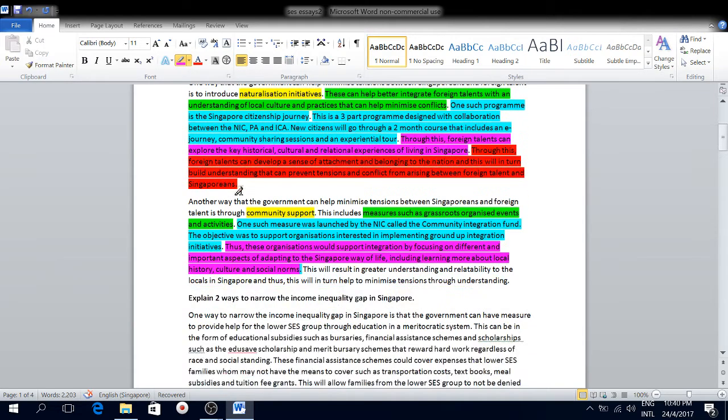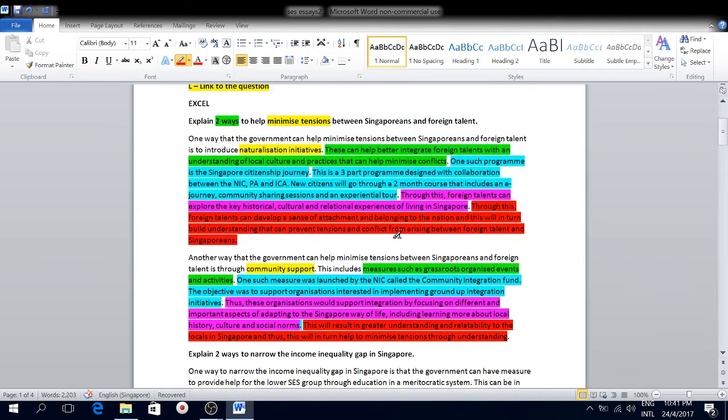And finally, I will explain. Thus, this results in greater understanding and relatability, because after they go through the course, they will know our way of life, and hence greater understanding and relatability, and thus in turn it will minimize tensions through understanding. Okay, so this is the last part. So can you see the flow of my essay? Again, if the marker can see a clear logical flow, not things that are rushed, not things that jump, but a clear logical flow, then you should be okay.